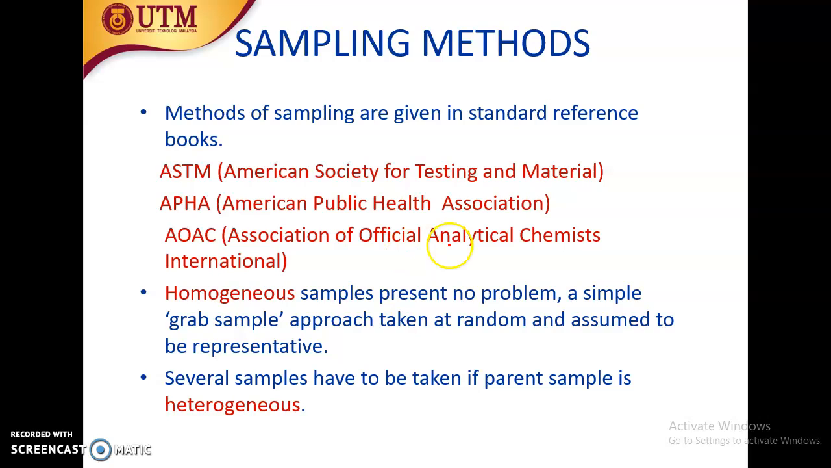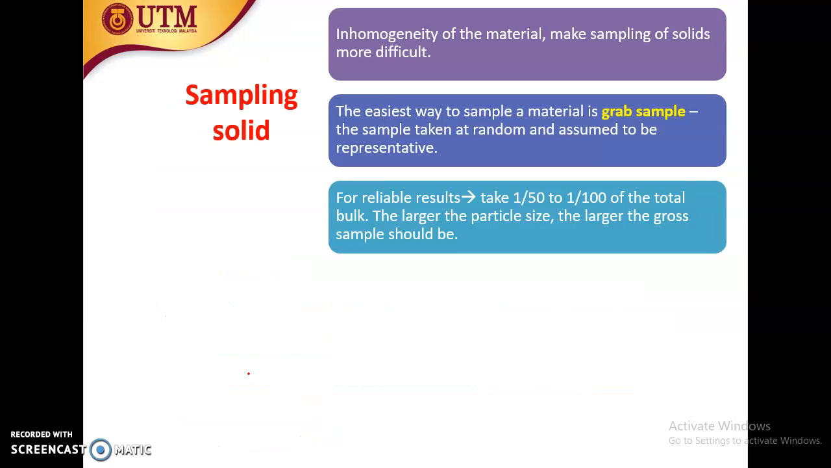This is the one that I mentioned just now, APHA, AOAC, and it must be homogeneous. If you cannot get homogeneous, you have to think of how to make it homogeneous. Okay, this is how to sample solid. Because solid is not homogeneous, sometimes it is different size, right? Sampling of solid is more difficult as compared to liquid sample.